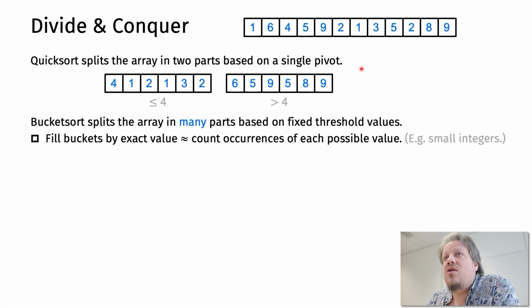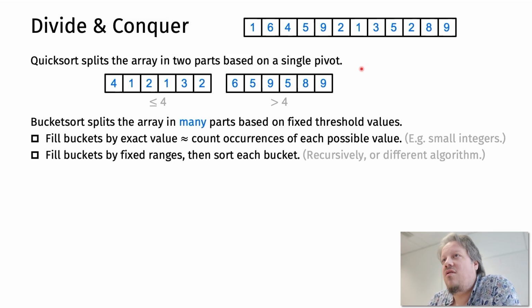Now there's a different idea called bucket sort, which is to split the array in many parts based on fixed thresholds. If we know that we only have a few distinct values that could possibly be in our array, then we could have a bucket for every distinct value, just count how often each one occurs, and then reconstruct the output array afterwards. You could do this with small integers, for example. But more generally, bucket sort has fixed ranges. You put the input elements into the correct bucket, and then you sort each bucket either recursively with smaller buckets, or you switch to some different algorithm.